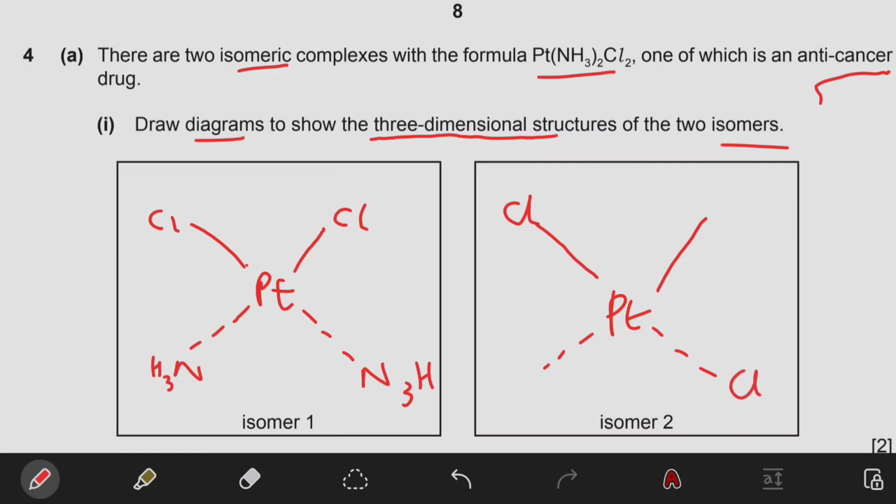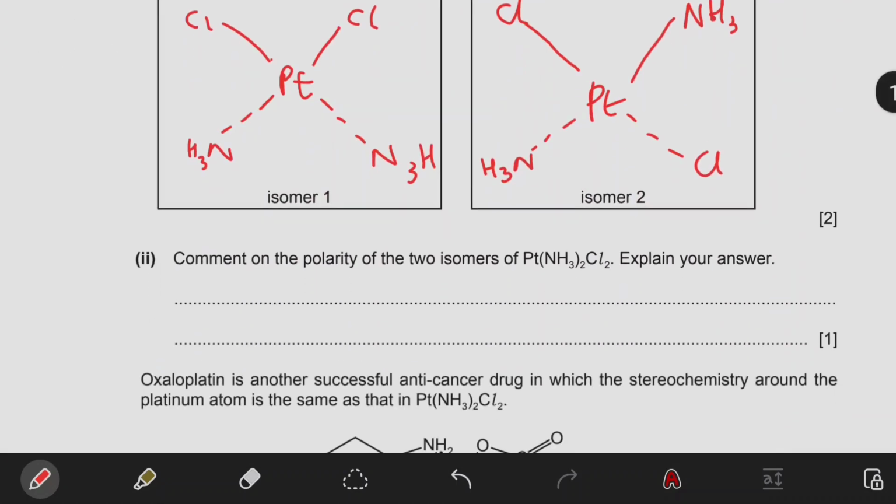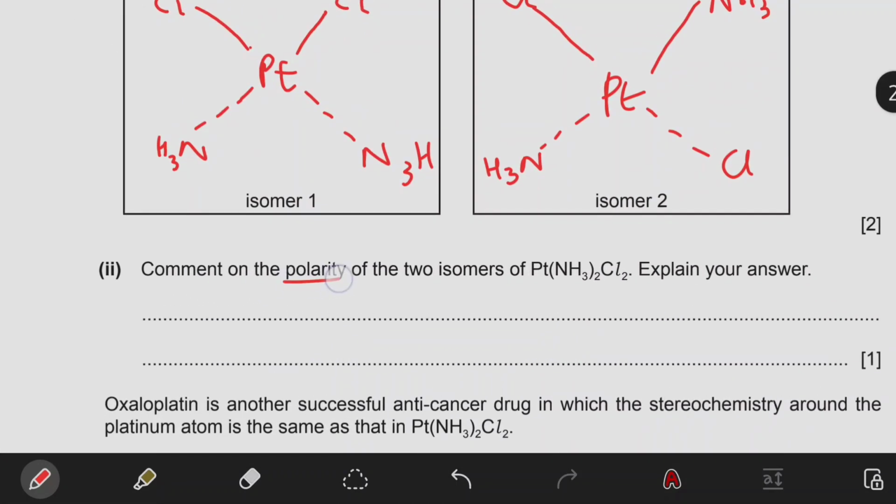Cl here, NH3. Okay. Comment on the polarity of the two isomers. Explain your answer. So this is a 1 mark, so you need to write just one sentence.